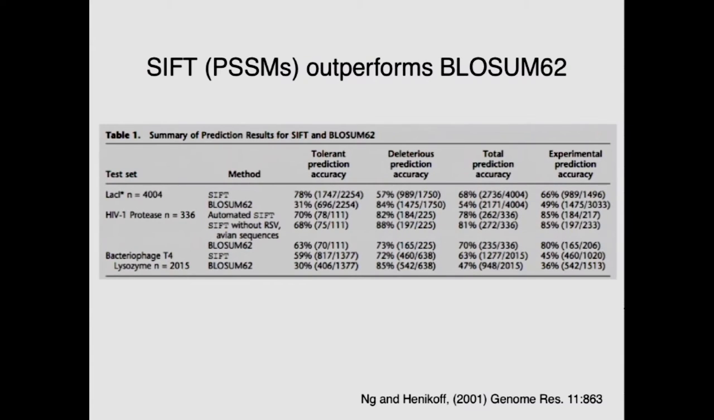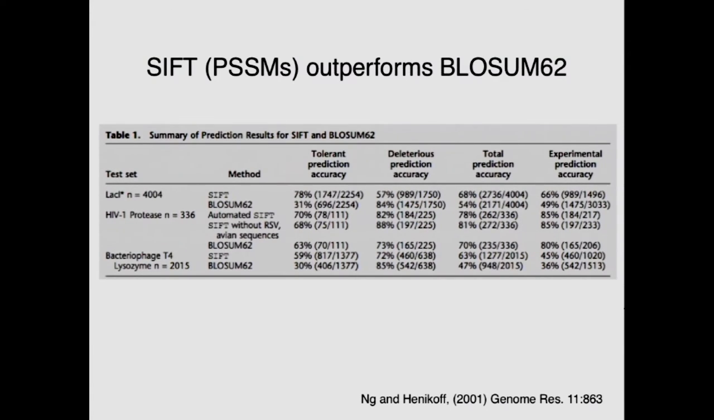And so for their data set, what they looked at is LacI using SIFT. It turns out that you have different ways of quantifying how accurate things are. They can talk about prediction accuracy for being tolerant or for being deleterious or overall and so on and so forth. And what this shows is, and I think it's very interesting, and for different reasons from probably what they were trying to sell at the time. If you just use BLOSUM62, no position-specific scoring matrix, a scoring matrix that just knows about what every amino acid likes and dislikes, or is similar and dissimilar, you do pretty well, all right? You get things right about 54% of the time for LacI.